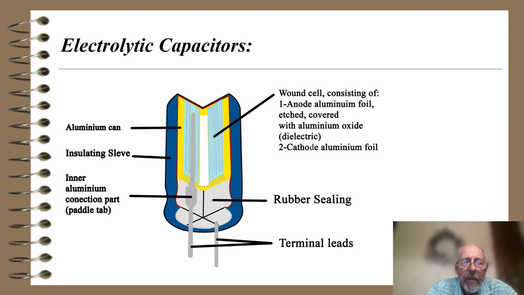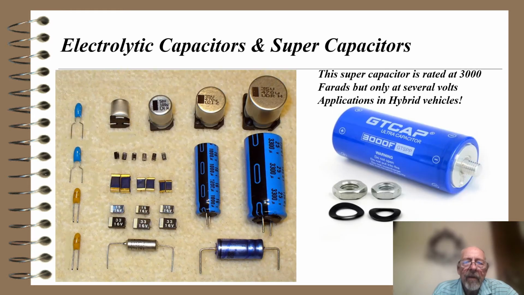Here's an electrolytic capacitor. You can see here's an aluminum can, insulating sleeve. There's a wound cell consisting of an anode with foil covered with an oxide, a dielectric, and so forth, a rubber sealing, terminal leads, and so forth. The construction is quite complex for electrolytic capacitors, but they can have higher values.